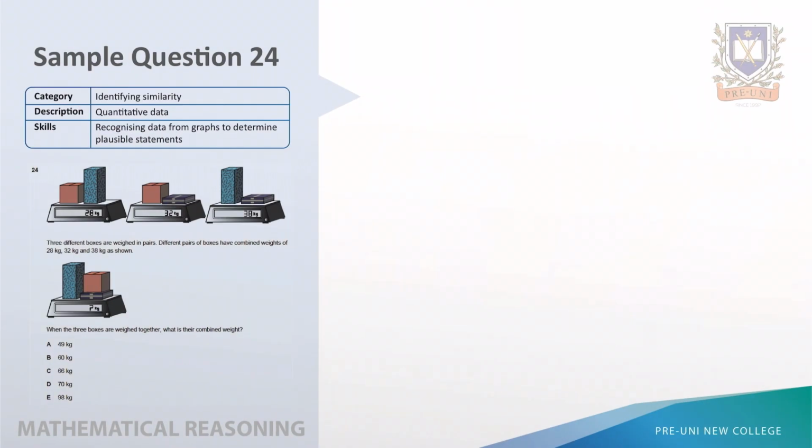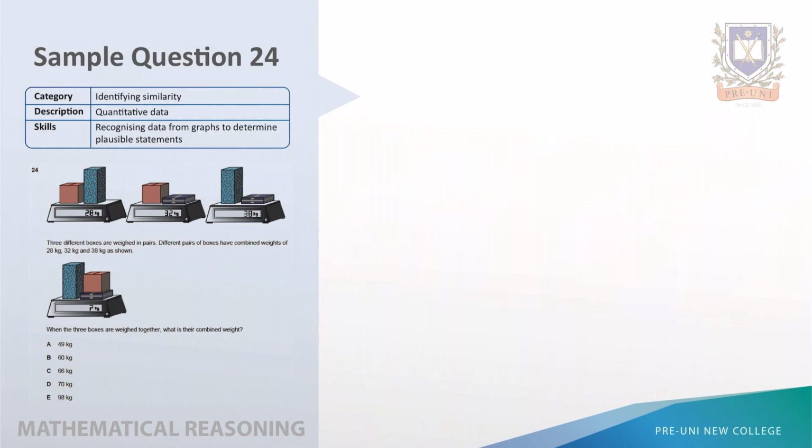For sample question 24, we have the category identifying similarity, the description, quantitative data, and the skills recognizing data from graphs to determine plausible statements. So for the question below, 3 different boxes are weighed in pairs. Different pairs of boxes have combined weights of 28 kilos, 32 kilos, and 38 kilos as shown. When the 3 boxes are weighed together, what is their combined weight?